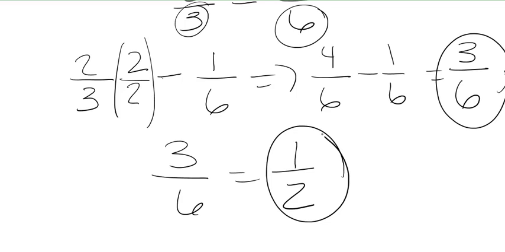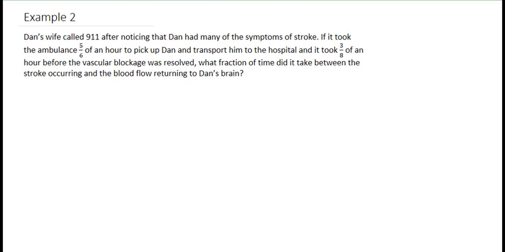So let's look at another example. Example 2. Dan's wife called 911 after noticing that Dan had many of the symptoms of stroke. If it took the ambulance 5/6 of an hour to pick up Dan and transport him to the hospital, and it took 3/8 of an hour before the vascular blockage was resolved, what fraction of time did it take between the stroke occurring and the blood flow returning to Dan's brain? So to answer this question, we're going to write these out. We'll write 5/6 plus 3/8.